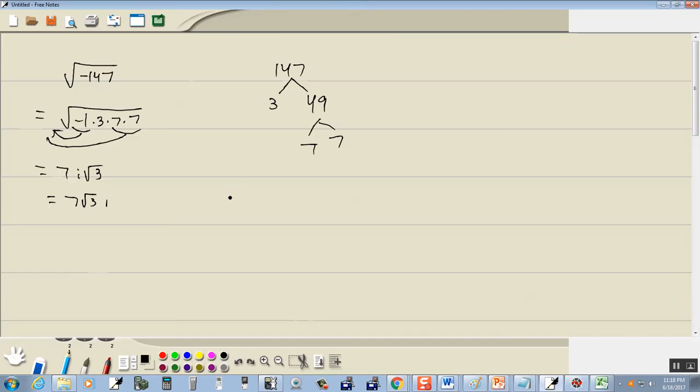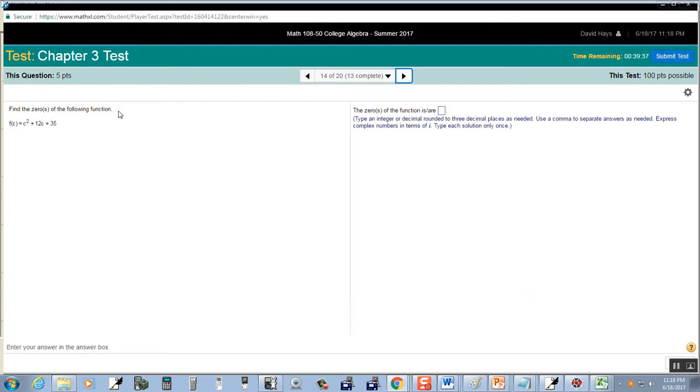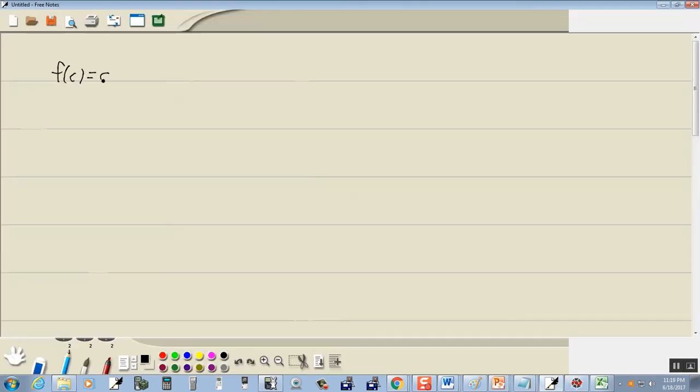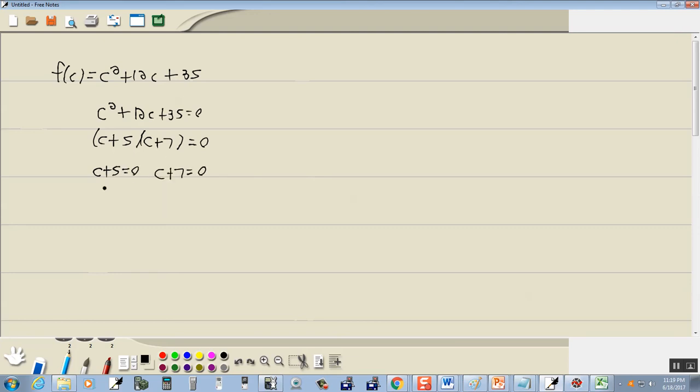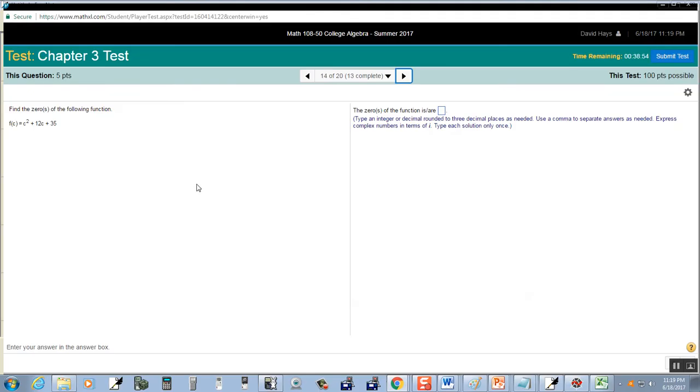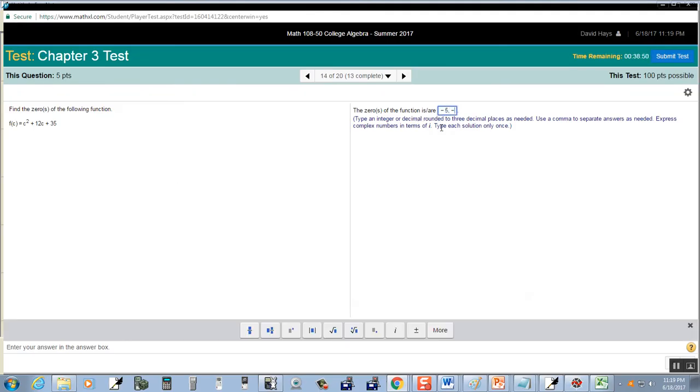Okay, let's take a look at this one. We got f of c is equal to c squared plus 12c plus 35. And it's asking us to find these zeros. Well, when you find zeros, you set it equal to 0 and solve it. So we'll set the function equal to 0. This factors as c plus 5 times c plus 7. Zero factor property. Get 0 on one side, you factor the other side, you set each factor equal to 0. So we got c plus 5 equal to 0 and c plus 7 equal to 0. Which gives us c is equal to -5 and c is equal to -7.